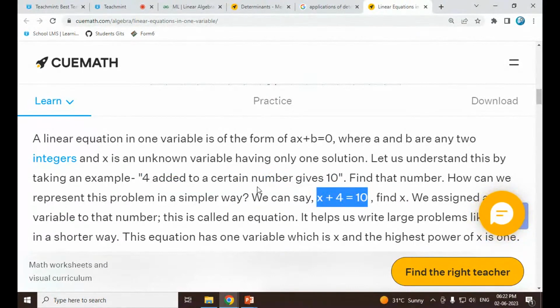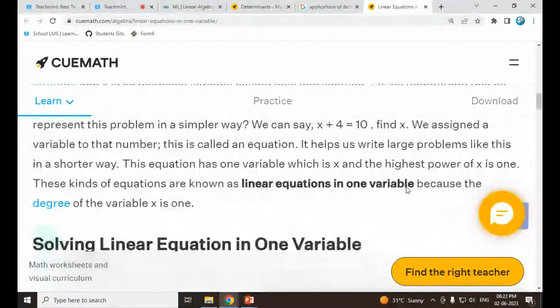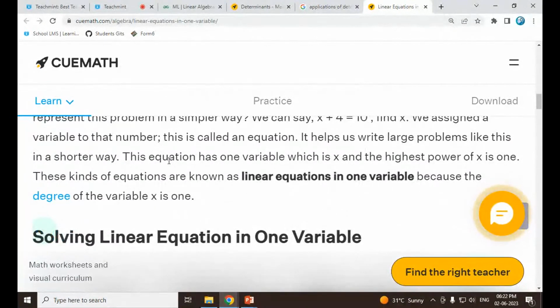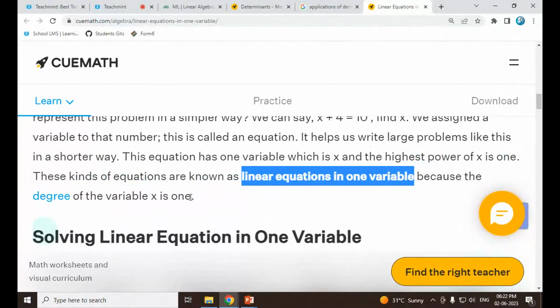Is that right? Let's try to understand this. The statement, 4 added to a number gives 10, becomes x plus 4 equal to 10. So you need to find the number. We assign a variable to a number, and this is called an equation. It helps us with large problems like this in a shorter way. This equation has one variable called x, and the highest power of x is 1. This kind of equation is also known as a linear equation in one variable because the degree of the variable is 1.